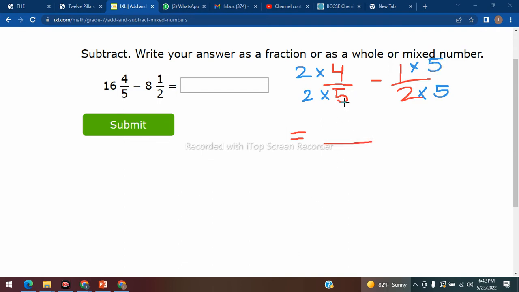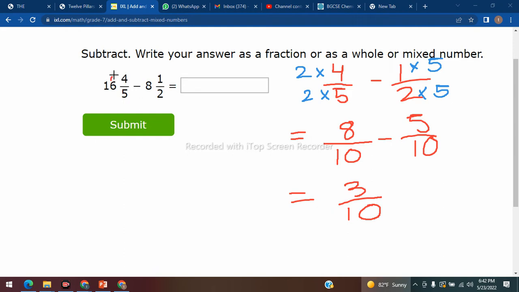That's good. 5 times 2 is 10. 4 times 2 is 8. Minus 1 times 5 is 5. 5 times 2 is 10. 8 minus 5 is 3 over 10. They give us an easy one. All right, 16 minus 8 is 8. And so we have 8 and 3 over 10. That's a giveaway. 8 and 3 over 10.